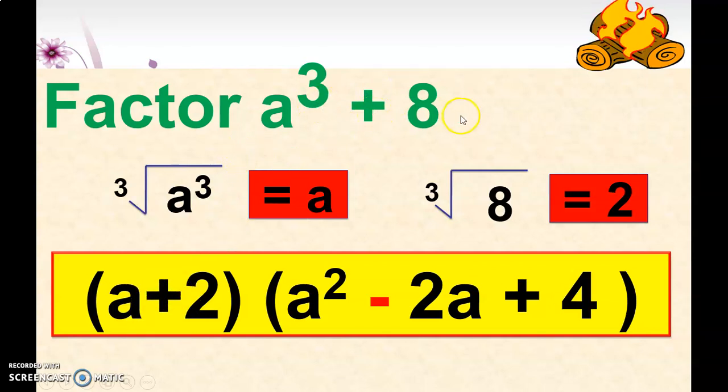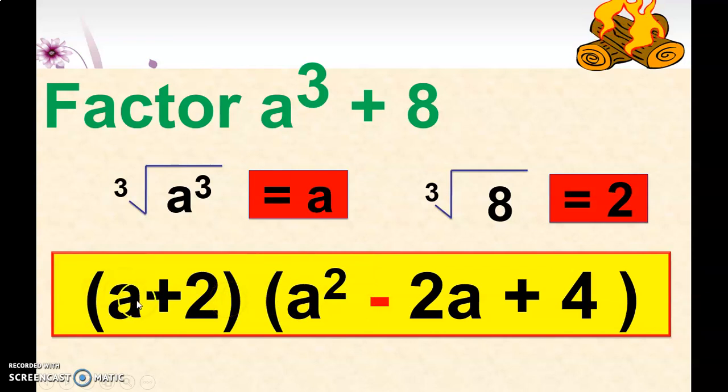Since a cubed plus 8, ang sign po ay plus, isusulat din natin dito as a plus 2. Gagayahin nyo lang yung a and 2, rewrite it a and 2, tapos kopyahin yung sign na plus. Okay? And then, as we write the binomials, we're going to expand it. Gagawin po natin siyang trinomial.